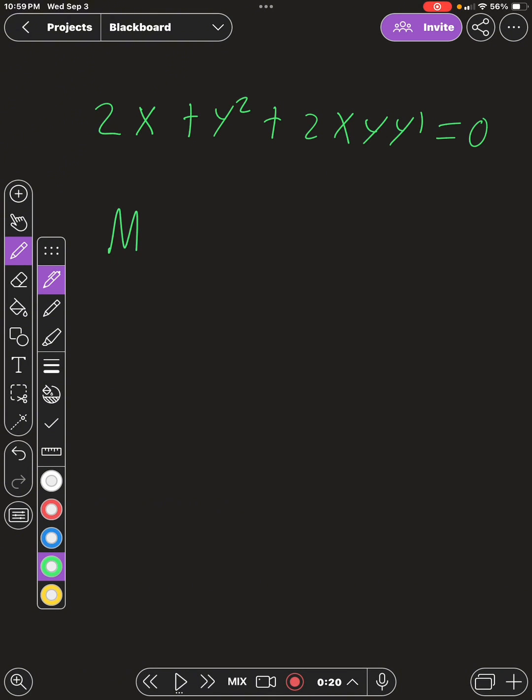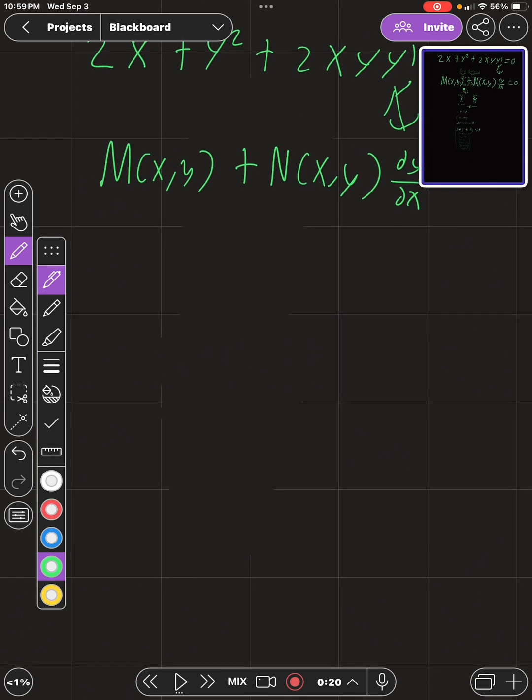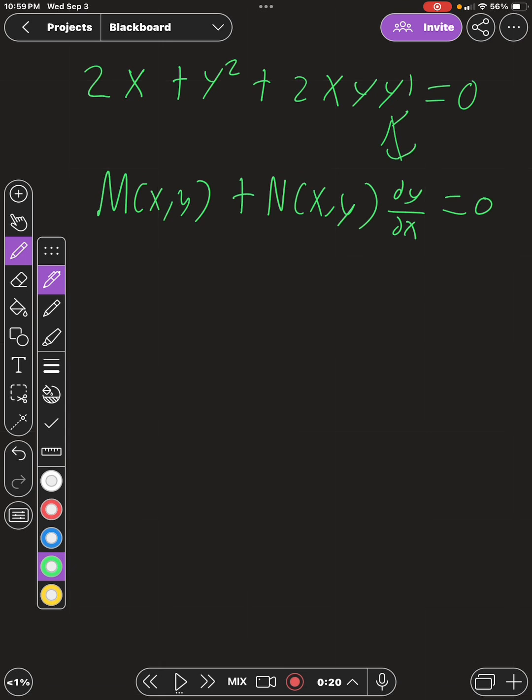Exact equations are equations of this form: M of x, y, which is some function of x and y, plus N of x, y, also a function of x and y, times dy/dx, or we could just write that as y prime, is equal to 0. If the function is in this form and it's true that the partial derivative of M with respect to y is equal to the partial derivative of N with respect to x, then we call this exact.